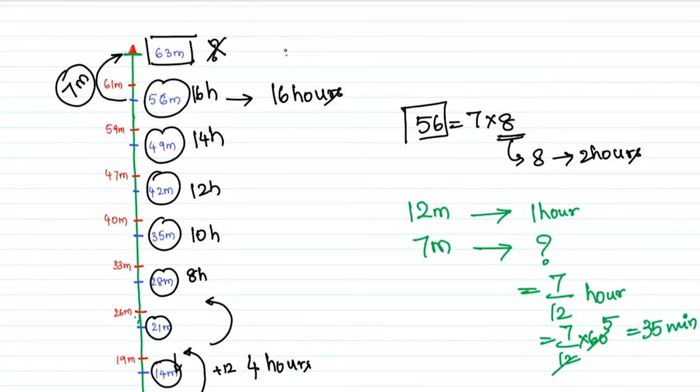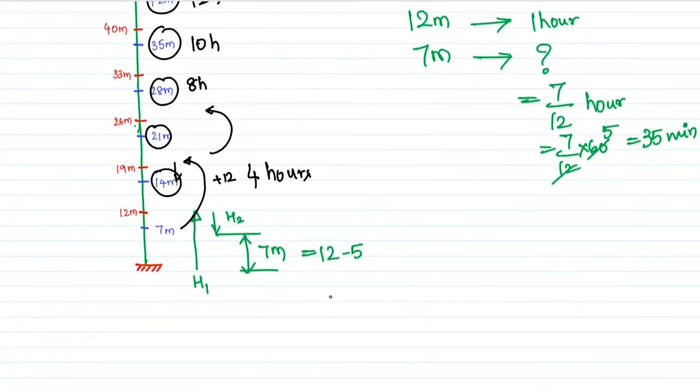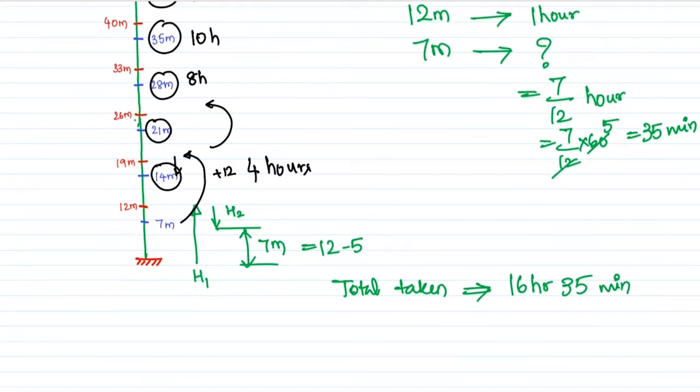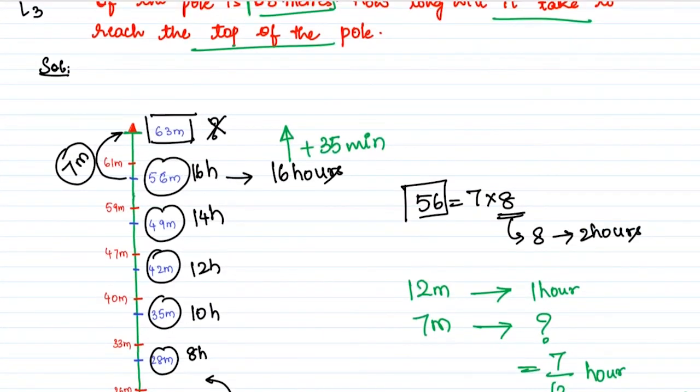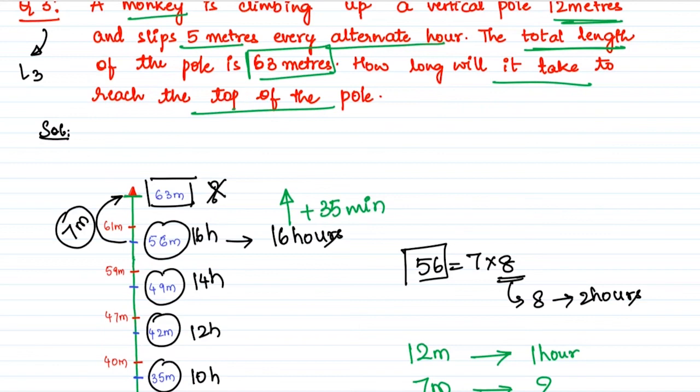So we can see that after 16 hours, it will take 35 more minutes to cover the remaining distance of the pole. So if you could see this monkey, the total time taken by the monkey to reach the top of the pole is nothing but 16 hours 35 minutes. So you understand how we use the concept of speed, time and distance in solving a little bit trickier problem like this, right? So I hope you understood this problem as well.